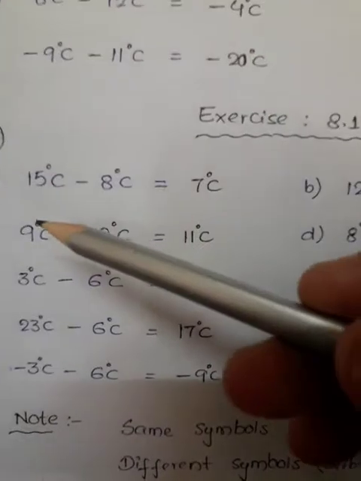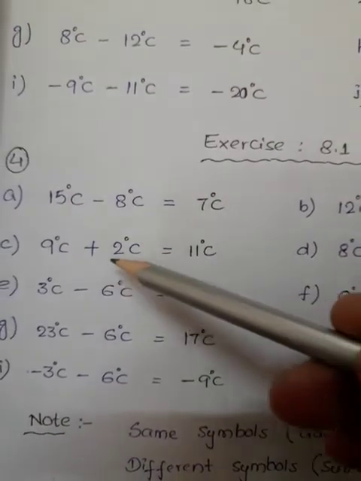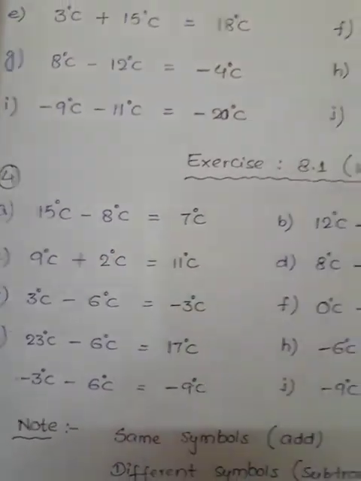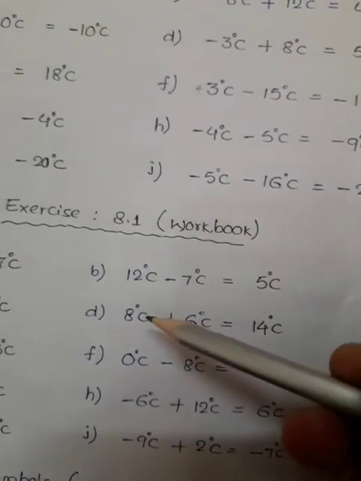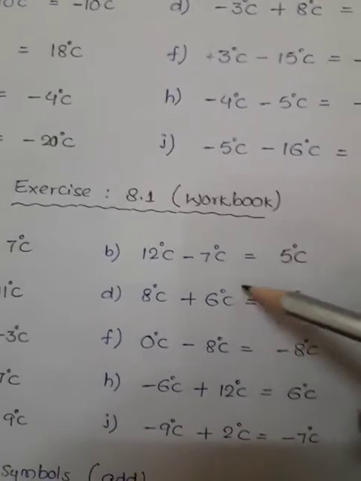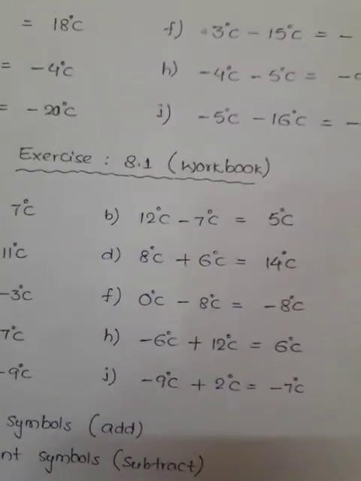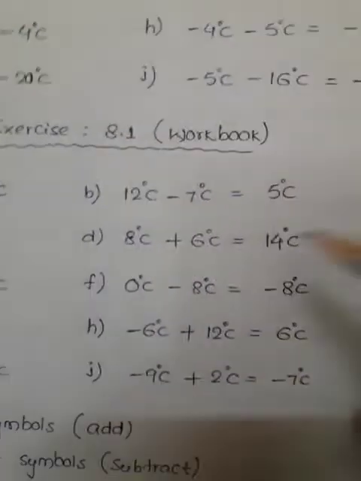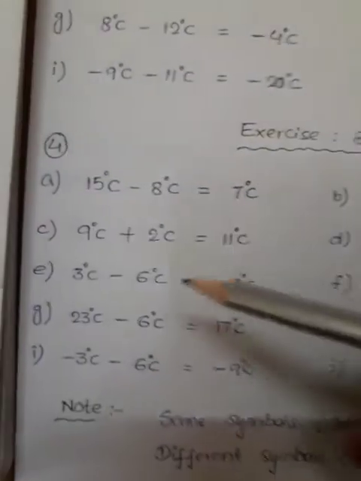Next question: the temperature is 9 degrees Celsius and it rises by 2. Rises means plus. So 9 plus 2 how much? 11 degrees Celsius. Number D: the temperature is 8 degrees Celsius and it rises by 6 degrees. So remember, rise means increase, falls means down, that means minus symbol. So 8 plus 6 equals 14.